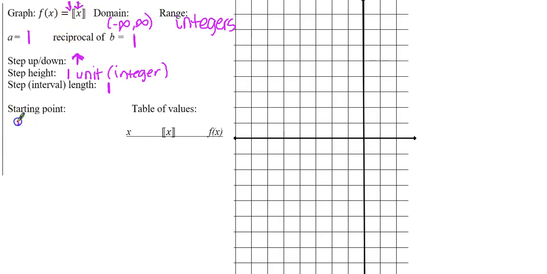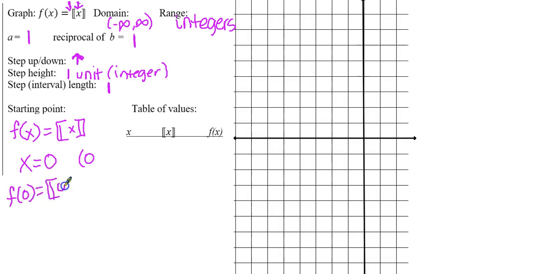So let's zero out. So we have f of x is equal to the greatest integer of x. And let's zero out what's in our greatest integer symbol. So that's x equals 0. So I know I'm going to start at 0. I just now have to plug a 0 into my function. So the function of 0 is equal to the greatest integer of 0. 0 rounds down to 0. So I know that 0, 0 is my starting point.